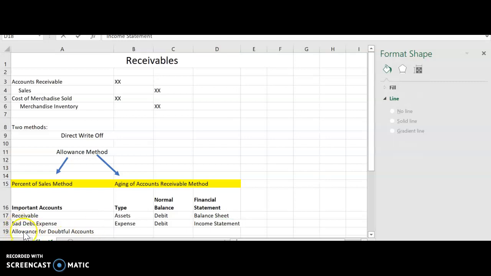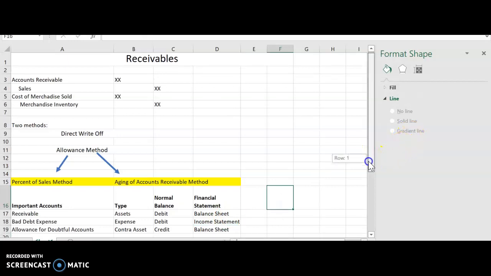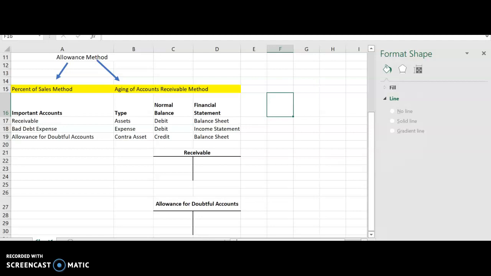And then a brand new account called the Allowance for Doubtful Accounts. And this account is going to be a contra asset account. And since this is a contra asset account and assets have a normal debit balance, this account would have a normal credit balance. And it would be found on the balance sheet right underneath accounts receivable. So this is how it would work. If a customer owes $500,000 and we set up an allowance account, which we'll learn how to do, for $30,000.